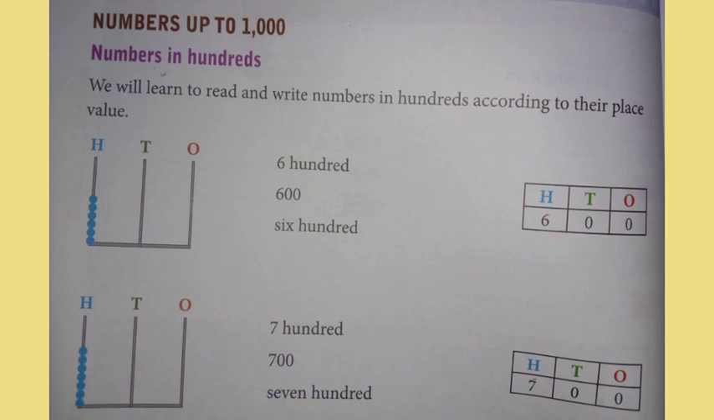Look at another picture here. We have 7 beads in hundreds place, 0 beads in tens place and 0 beads in ones place. Now we can read it in words as 700. We can write in numerals 700. Now the place value chart looks like this: in ones place we have 0, in tens place we have 0, in hundreds place we have 7.